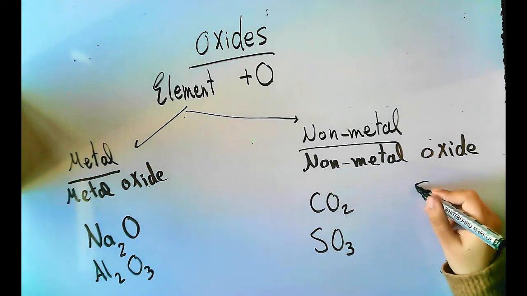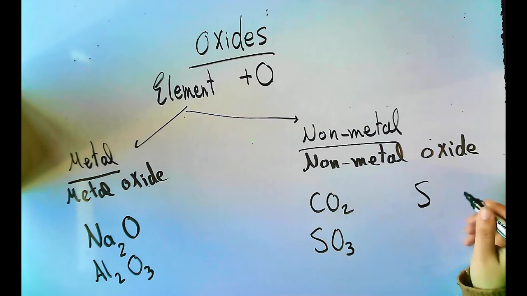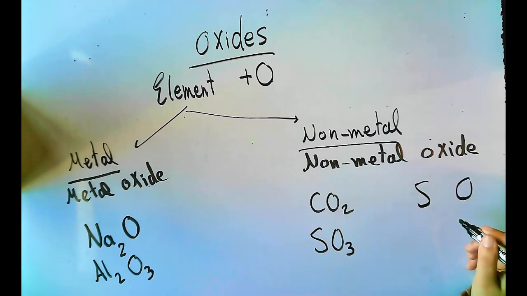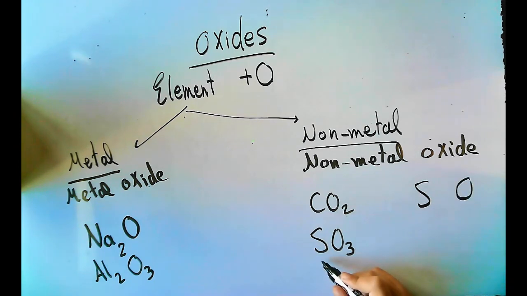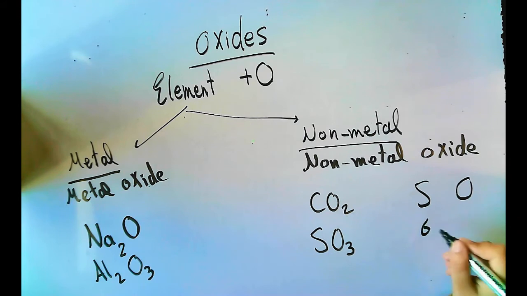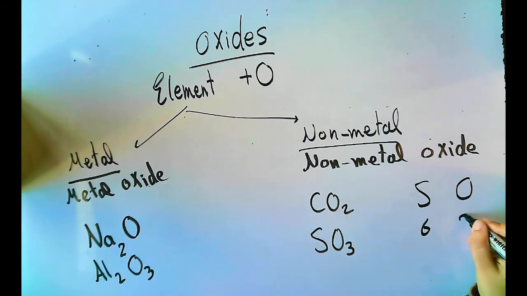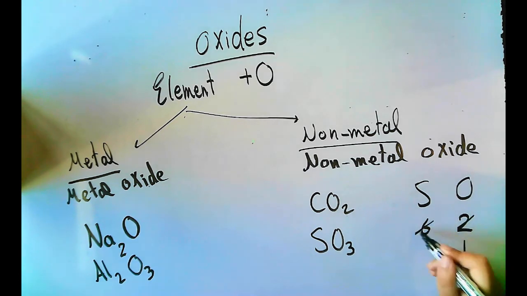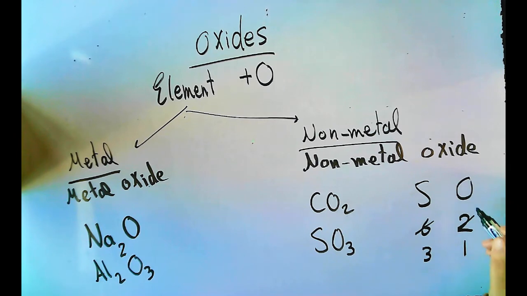Sulfur trioxide. As we know, sulfur has many valencies: 2, 4 or 6. In this case, sulfur is 6, hexavalent. And the oxygen, as we know, has a valency of 2. I will divide 2 by 2 to get 1, and 6 divided by 2 gives 3. Then I will exchange them. Sulfur will take 1, and oxygen will take 3.